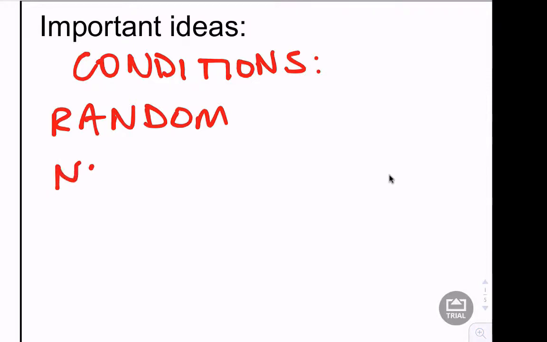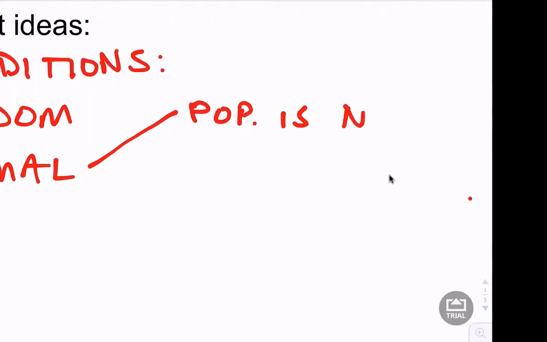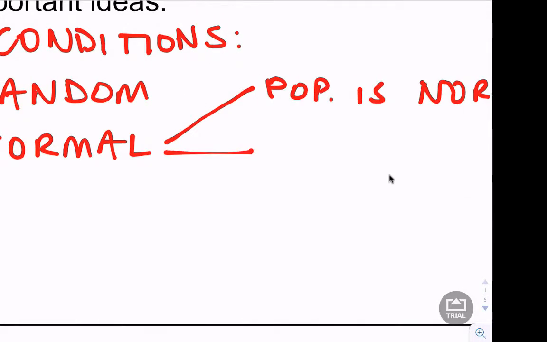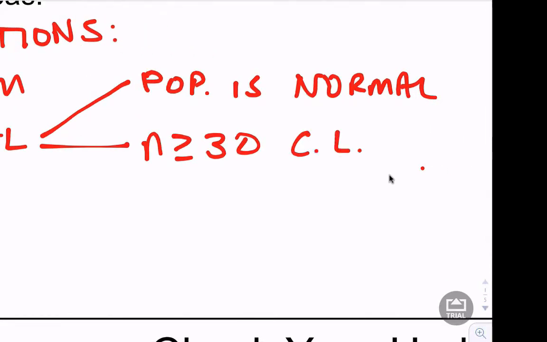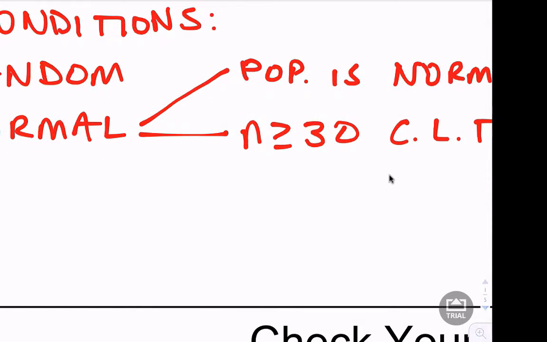Then it's going to need to be normal. This can mean one of three things. The first thing that it can mean is that the population is normal. Right? And our sample is going to mirror the characteristics of our population. Or it could mean that our n is greater than or equal to 30, which would allow us to use the central limit theorem to say that the distribution is normal.